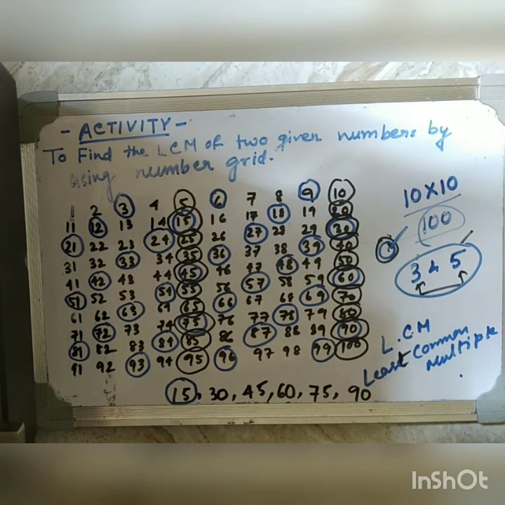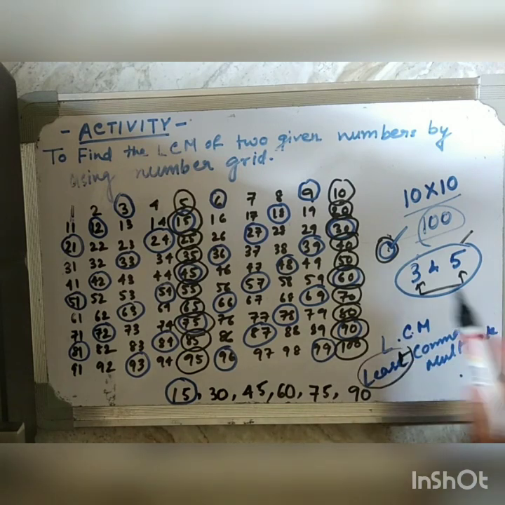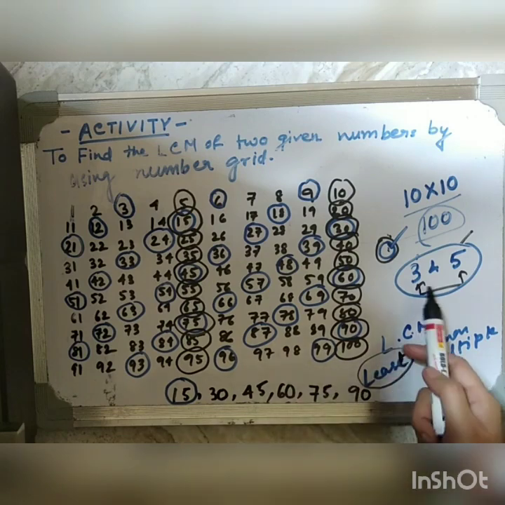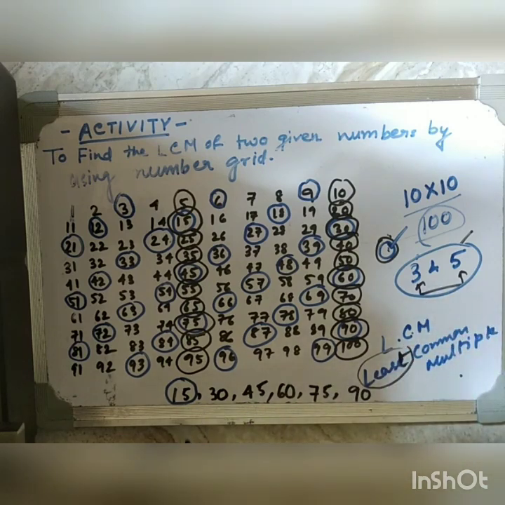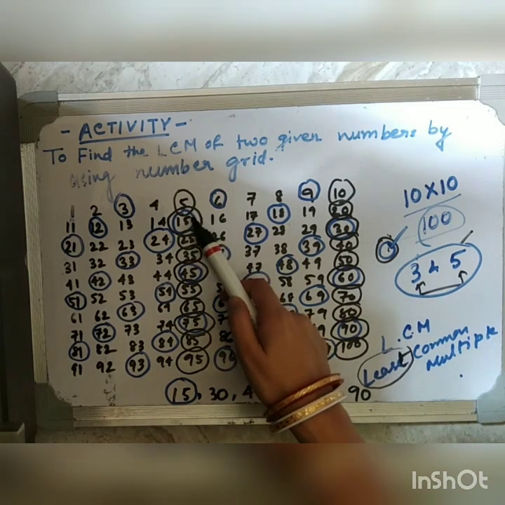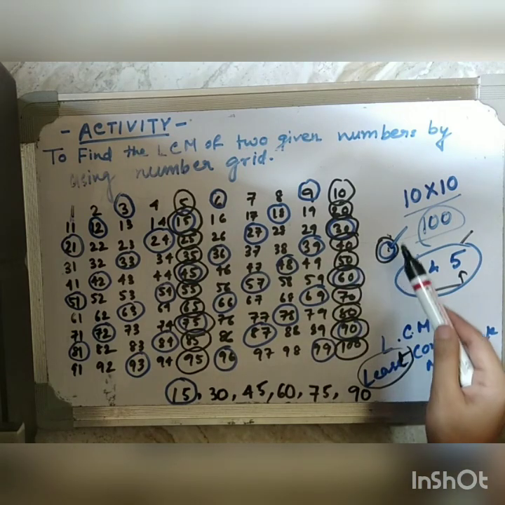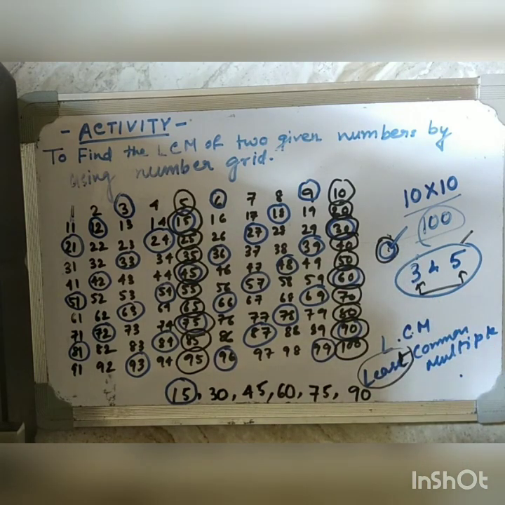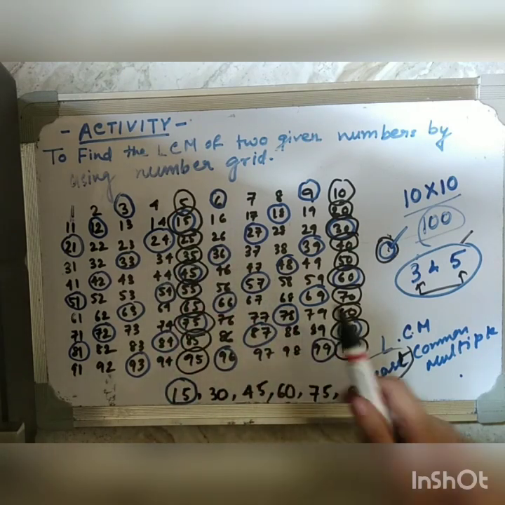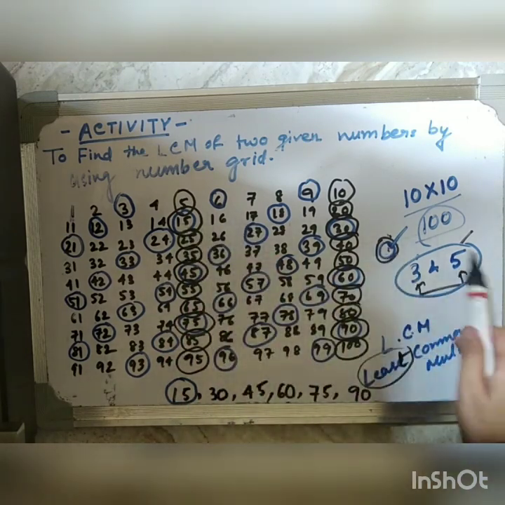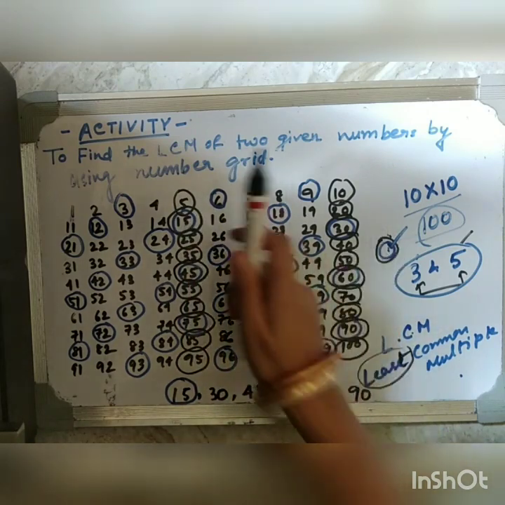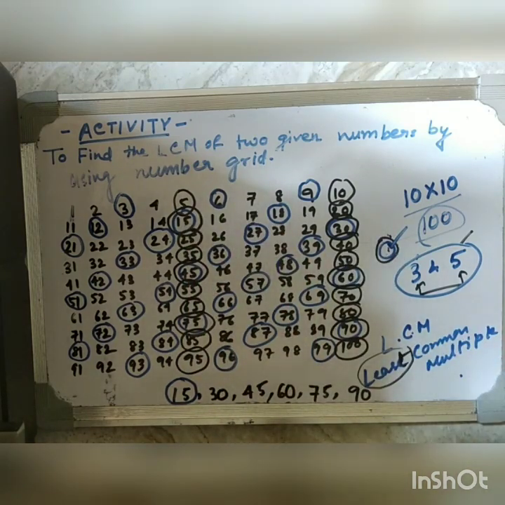Now least common multiple means the smallest common multiple. So 15 is the first common multiple of both 3 and 5. That's why 15 will be the least common multiple of 3 and 5. Because 15 is the first number where we are getting both the different colored circles, blue and black. And 15 is a number which is a multiple of 3 as well as a multiple of 5, and which is the first common multiple of 3 and 5 both.